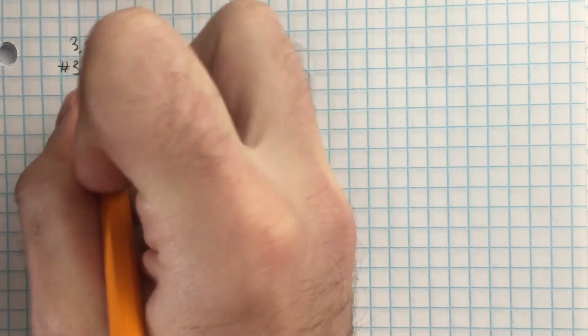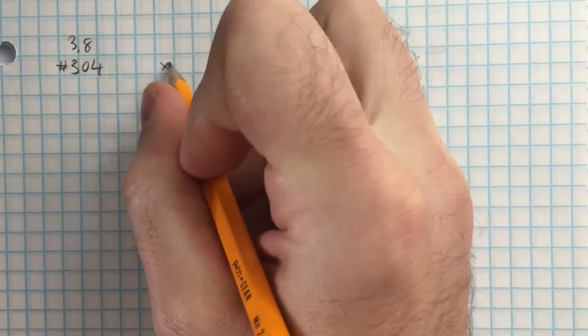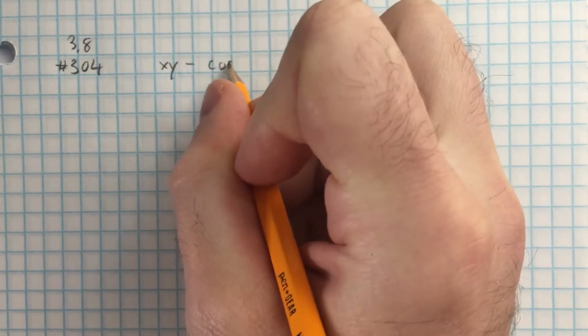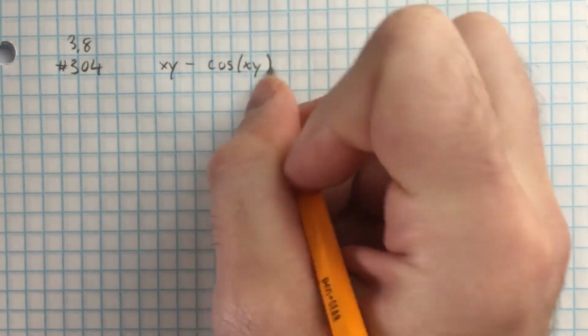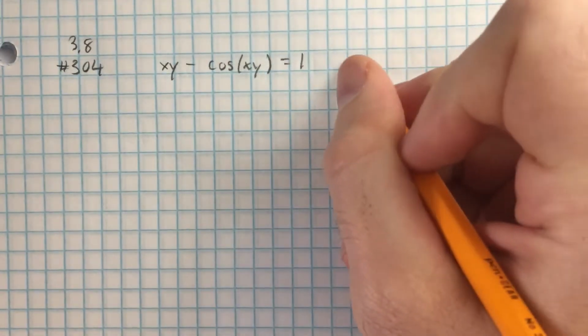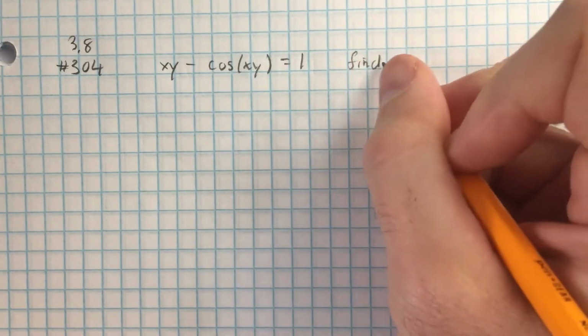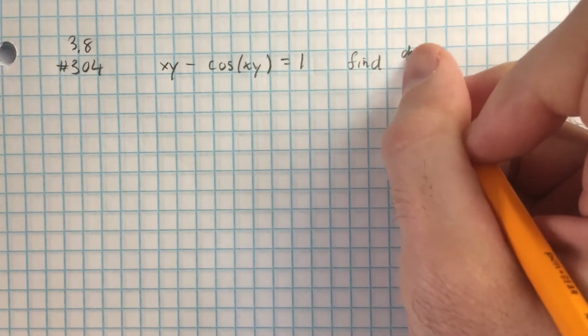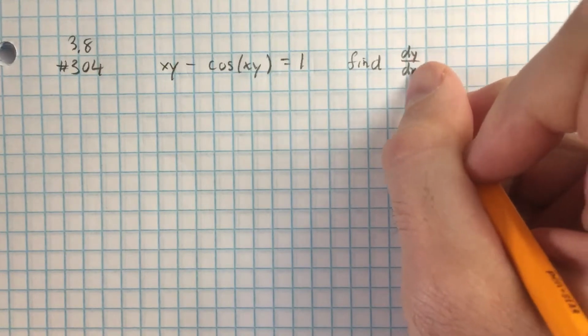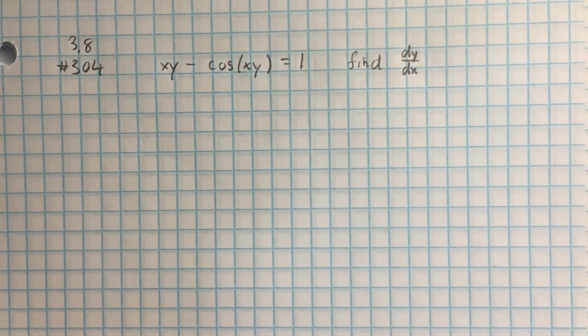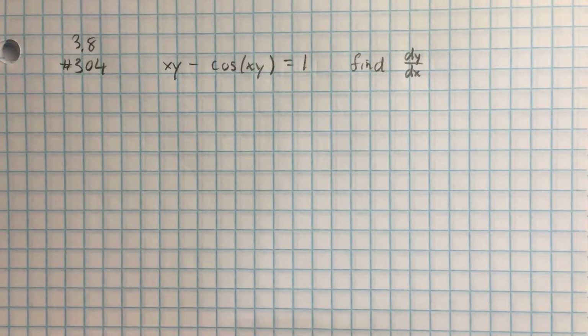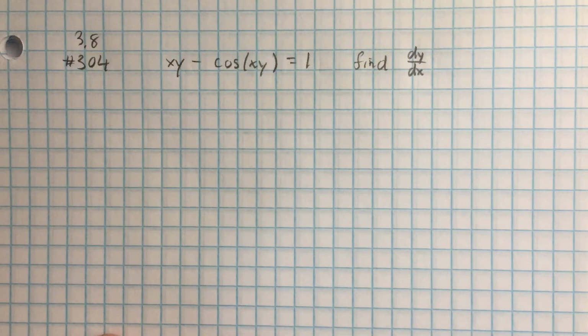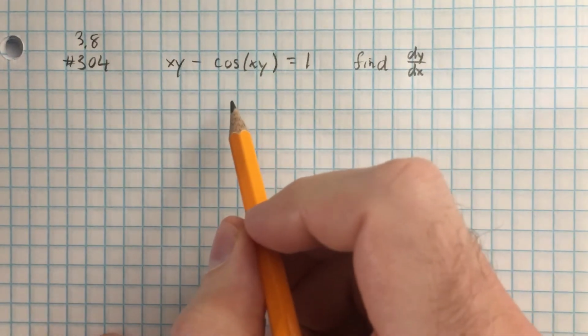Number 304. We have xy minus cos of xy equals 1. We're supposed to find dy/dx. dy/dx is the standard derivative in the plane, the standard slope of the tangent line to this very complicated curve.